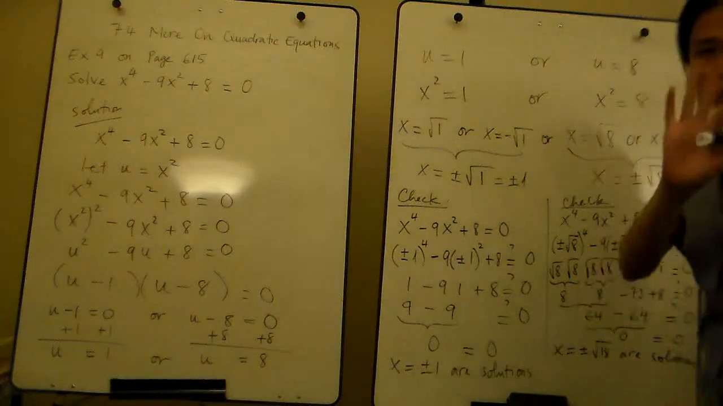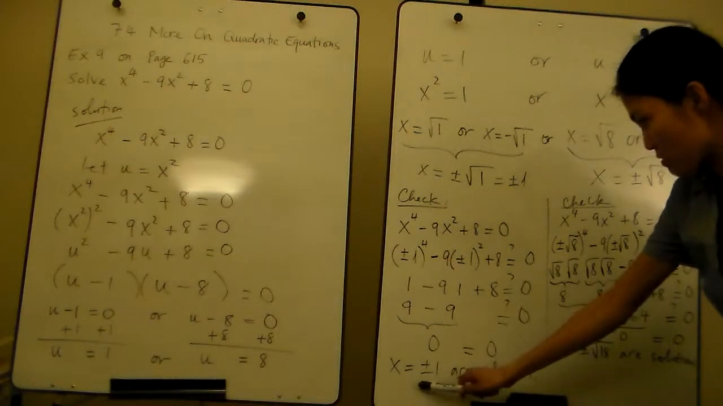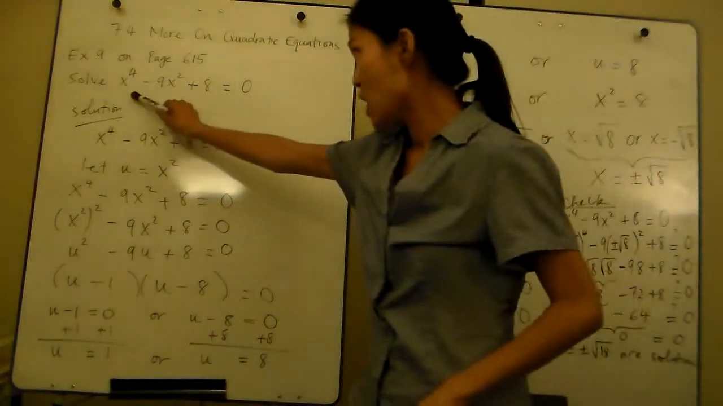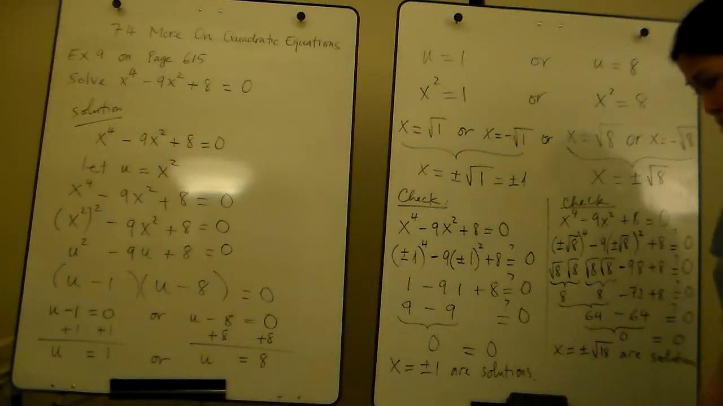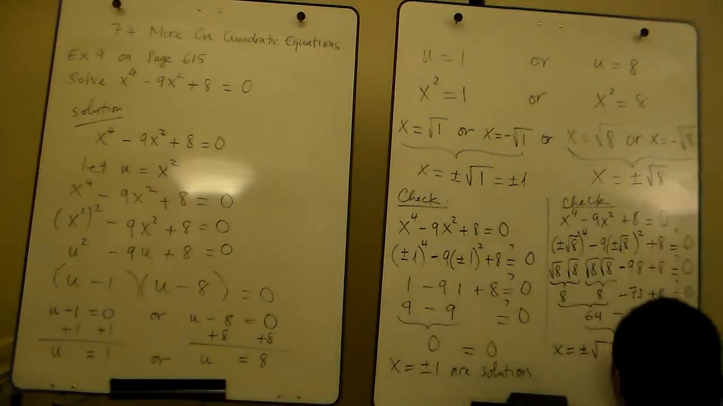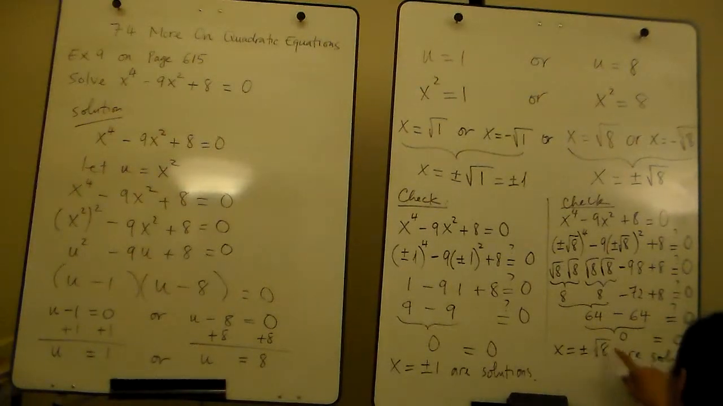So there are 4 solutions for this equation, which are x equal to positive or negative 1, and x equal to positive or negative square root of 8. And no surprise, right? Because you have x raised to the 4th power, so no surprise that for this case you have 4 solutions. So again, there are 4 solutions. The solutions are plus 1, negative 1, plus or minus square root of 8.